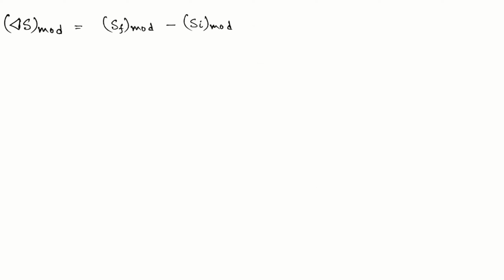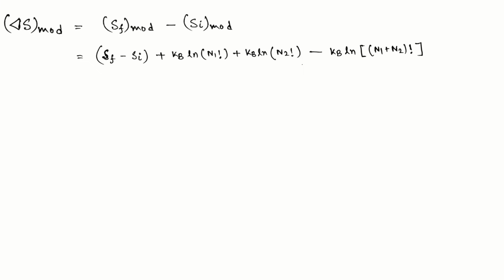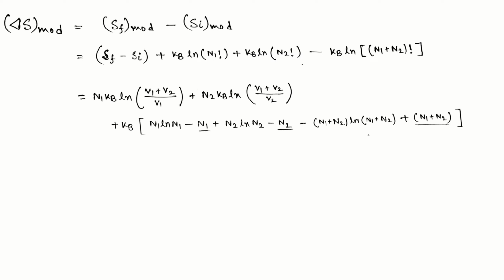Now we'll take the change in modified entropy. So this is basically S_f modified minus S_i modified. So putting those values, S_f minus S_i, this we have already calculated. We will put those values here. So after putting the values, these steps come.